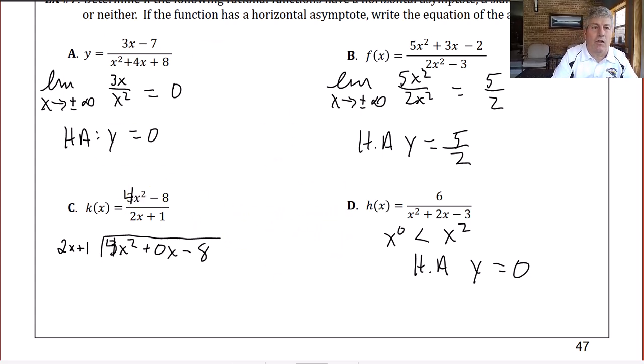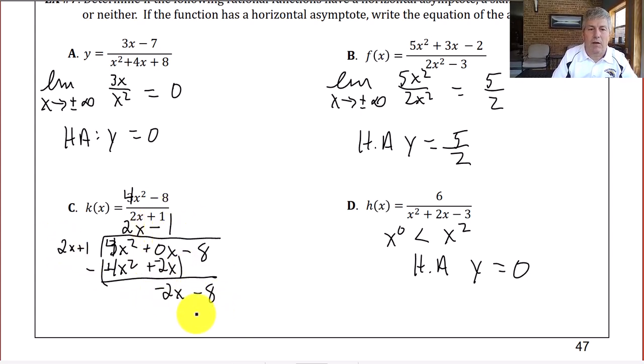So we're going to start all over. What's 4x squared divided by 2x? Well, that's 2x, and we're going to multiply back. And we get 4x squared plus 2x, and then we're going to subtract that whole quantity. So when we subtract all that, we get a negative 2x minus 8. We ask ourselves, what's -2x divided by 2x? It's -1, and that's all we need. So the equation of our slant asymptote is y equals 2x minus 1.